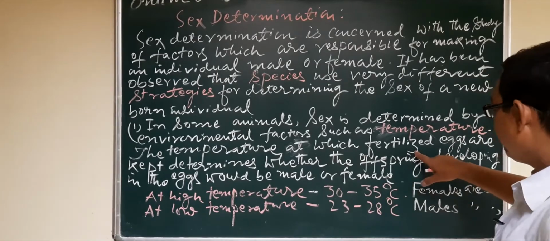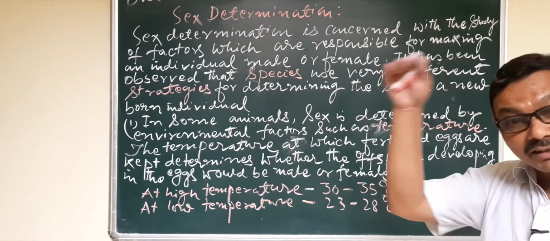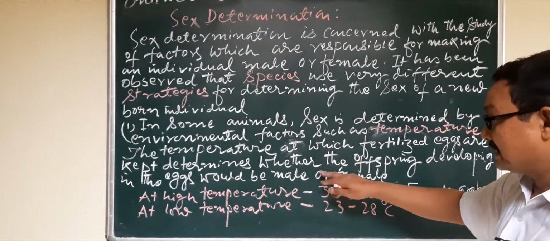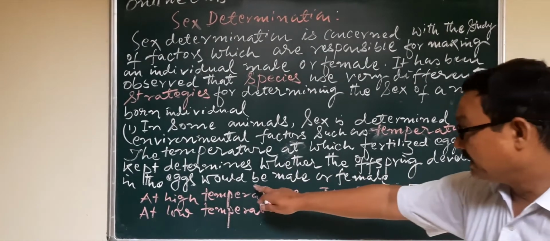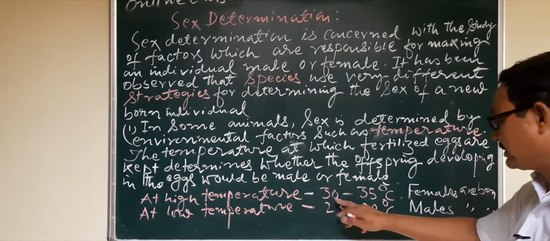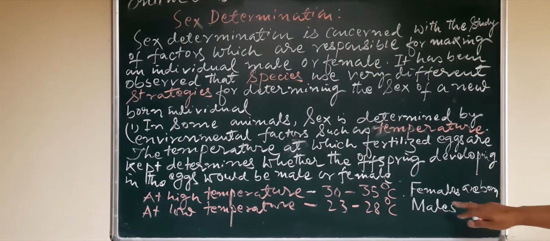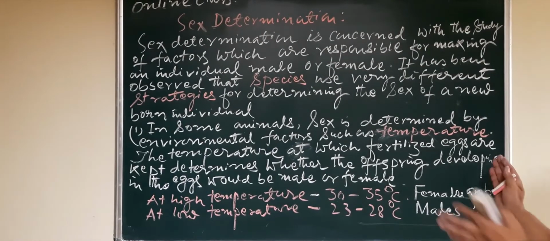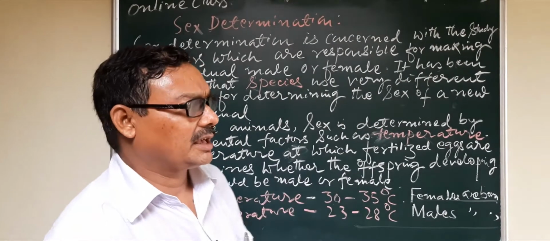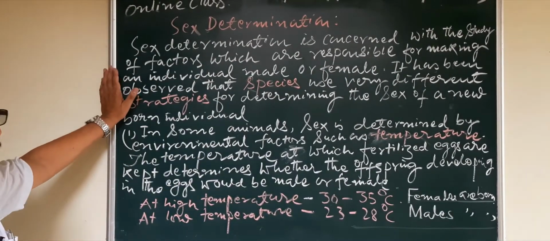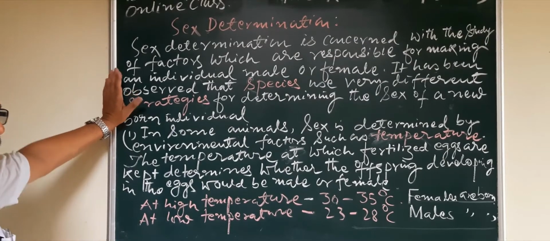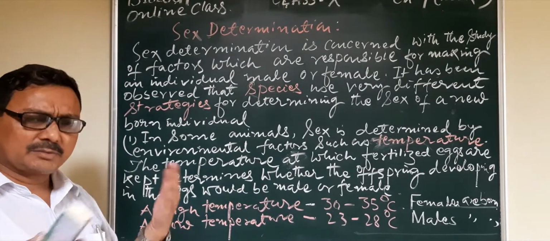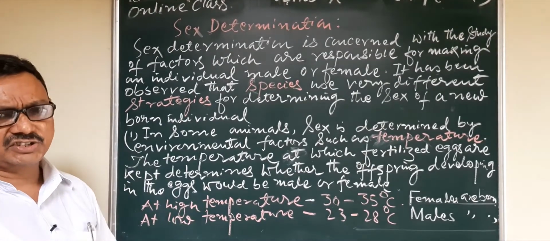The temperature at which fertilized eggs are kept will decide whether the child will be male or female. That is, whether the offspring developing in the eggs would be male or female. At high temperature, like 30 to 35 degrees Celsius, females are born. At low temperature, males are born. Here is one more example: the female foal hen can be changed into a male foal due to the influence of a hormone. That means there are several strategies taken by organisms.